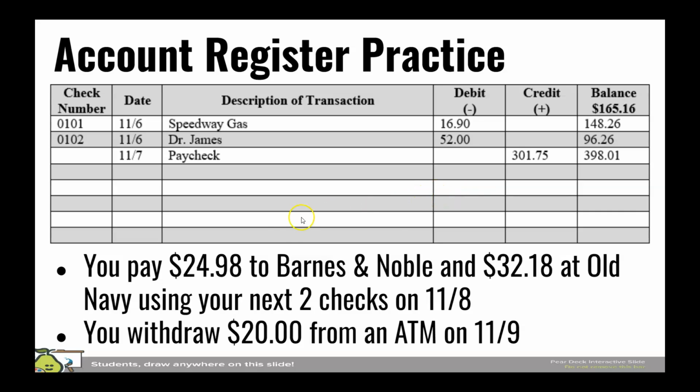Now let's pretend that I have two more checks, one to Barnes & Noble and to Old Navy, and I've made a withdrawal from my ATM of $20. What I'd like you to do is take a second, pause the video in just a moment, and see if you can write out what the transactions would look like in the check register, just to make sure you understand the process. And then when you're done with that, go ahead and press play again and see if you got it correct.